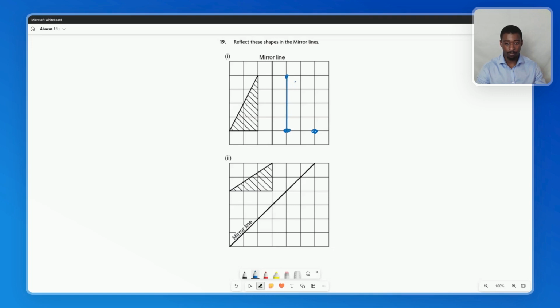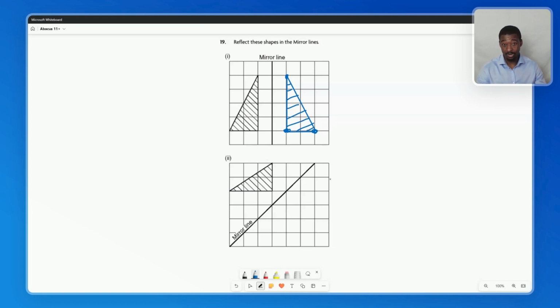So 1, 2, and 3. Okay. And then to get it completely correct, the line should be also going away from the mirror line, away from the mirror line. So like this. This is the correct reflection of this shape. And same thing here for part 2.